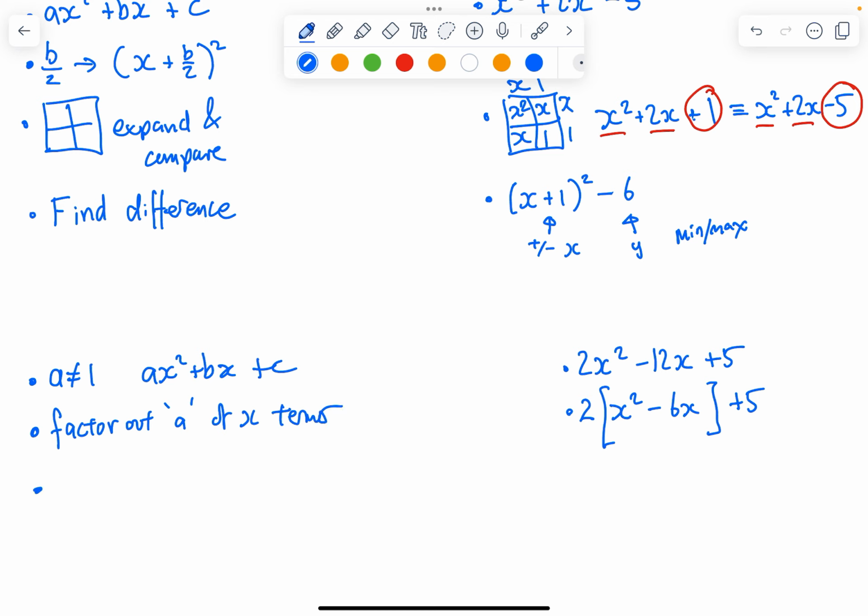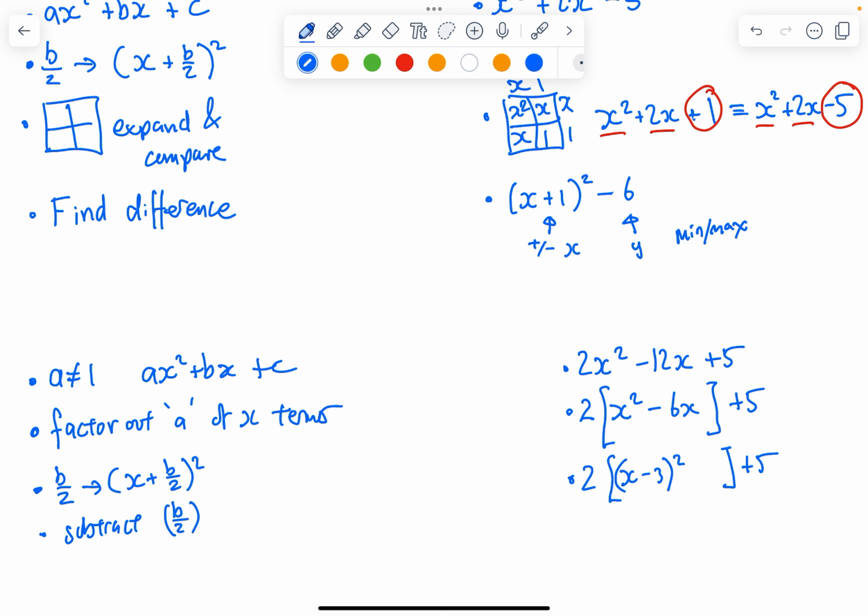Okay, now I'm going to take half of b and put it into the bracket just like we did before. Okay, so x squared minus 6x, so half of b is 3. So I've got x minus 3 all squared. Now I have to subtract b over 2 all squared, because I had x squared and minus 6x in the brackets.